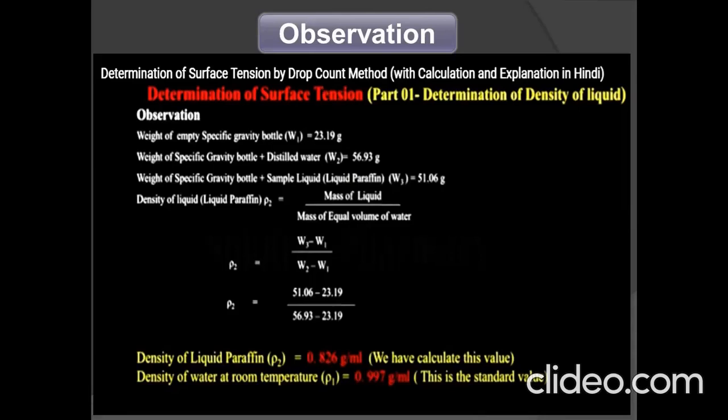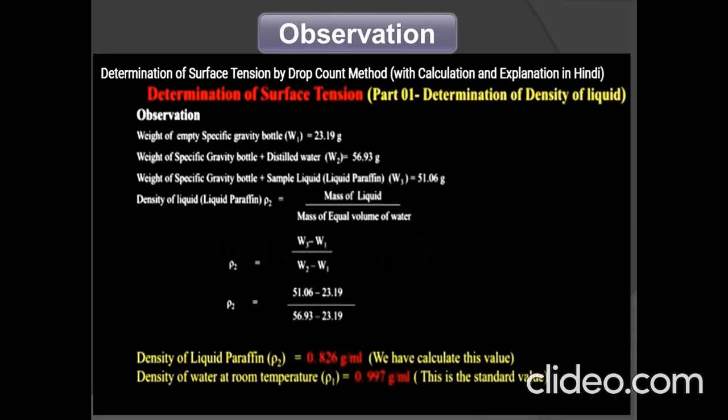So to find out the density of any liquid, you have to divide mass by volume. The mass of that liquid you can easily find out by W3 minus W1, and the volume of that liquid you can easily get by W2 minus W1. From this formula you can get the density of that unknown liquid.